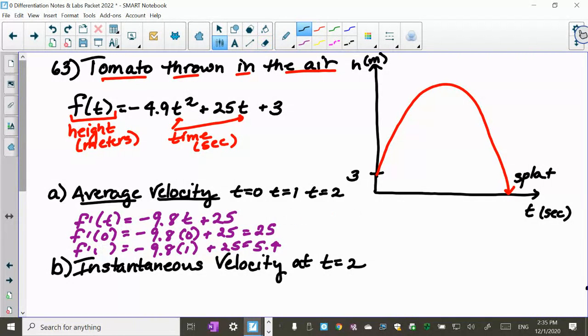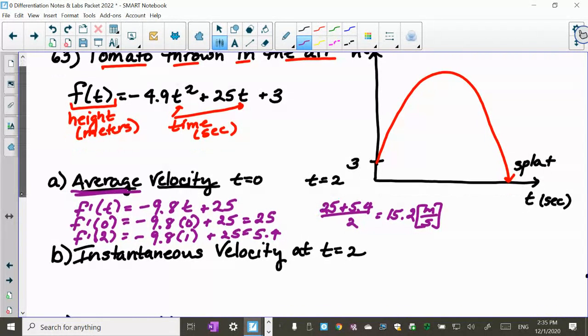We're going to do 0 and 2, so I'm not going to do it at 1 because if I averaged it out, it'd be the same. All right, so I'm going to do here f prime of 2, and when I do, I get 5.4. So then if you take those two, the 25 plus the 5.4 divided by 2, my average velocity is 15.2 meters per second. And the reason why I did that is because I said the word average, okay?